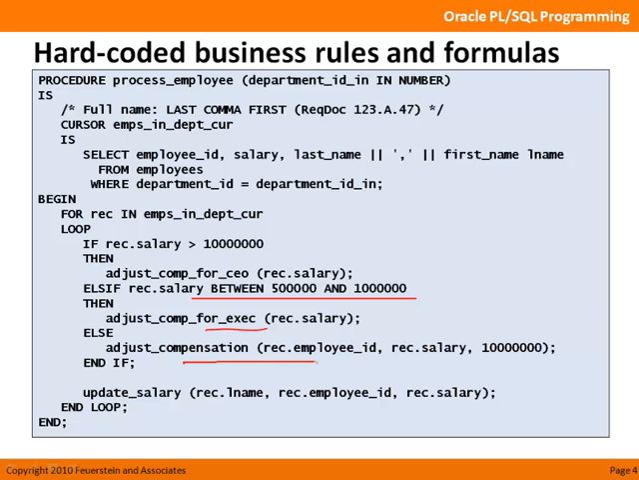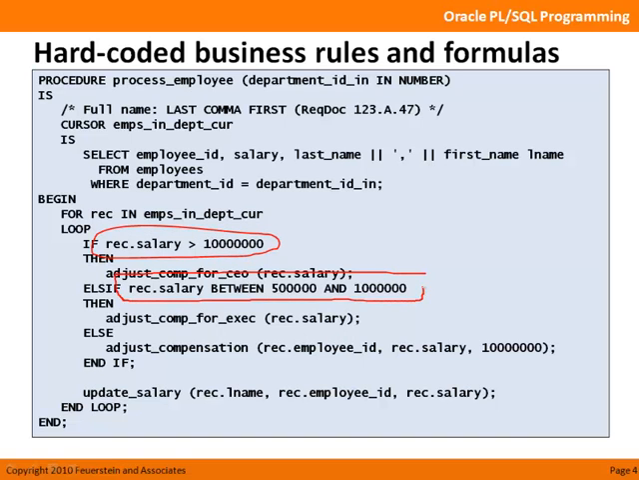Otherwise, we'll adjust the compensation for everybody else. Well, each one of these little Boolean expressions are also business rules. We're saying that this is what defines the CEO. This is what defines an executive. So again, these are exposures of these rules. If we write them more than once, it can be very difficult to track them down.